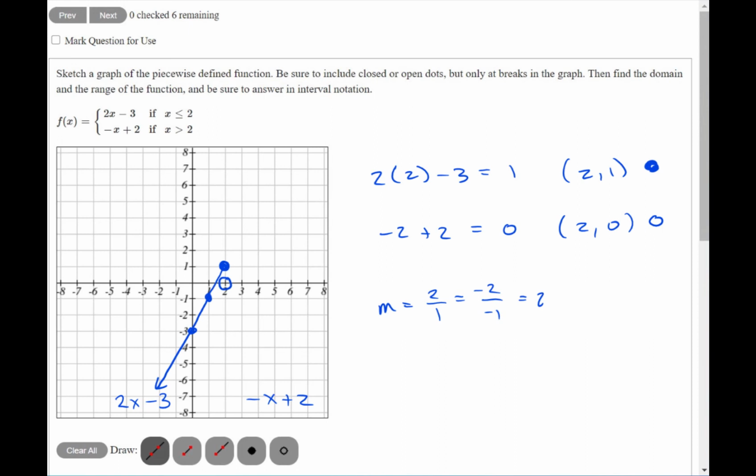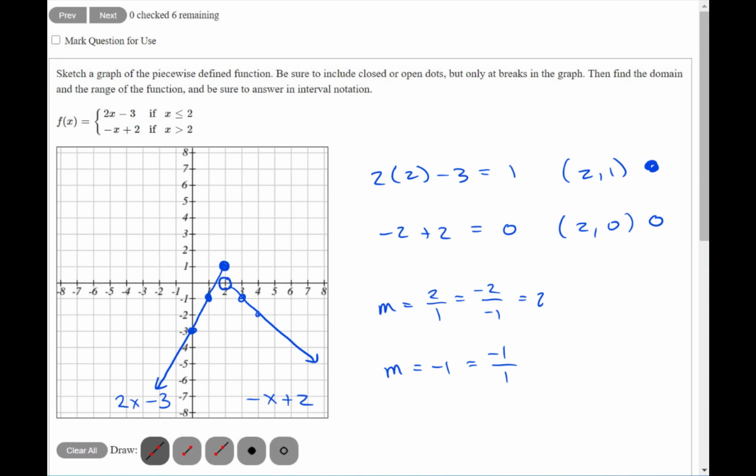And then for the other side of the line, I have a slope of negative 1, which is the same thing as going down 1 and over 1, down 1 and over 1, and I get plenty of points over here on this interval. So that's how we graph it.